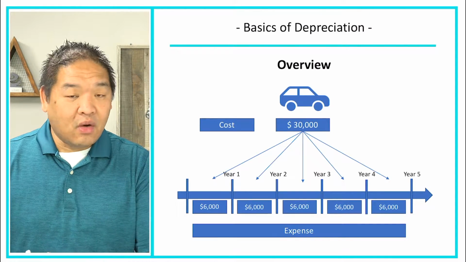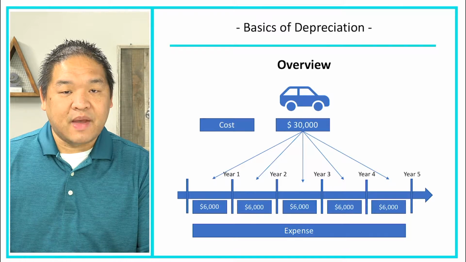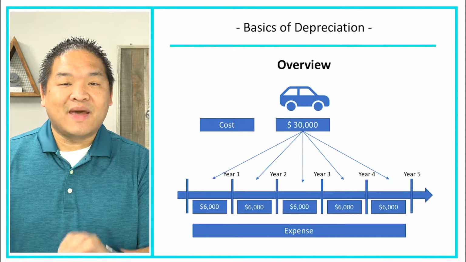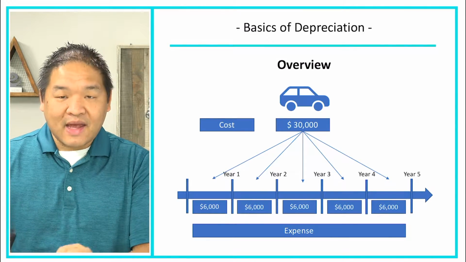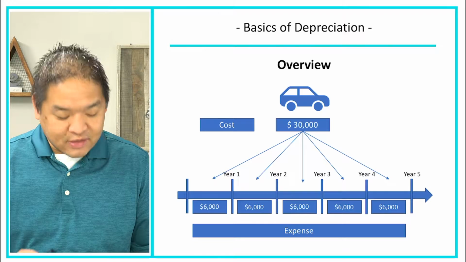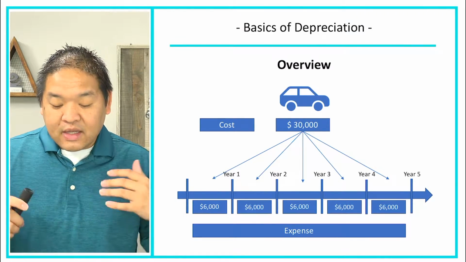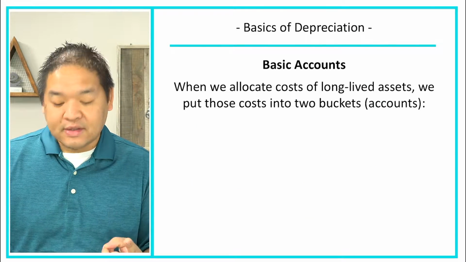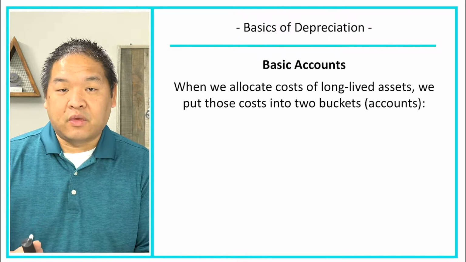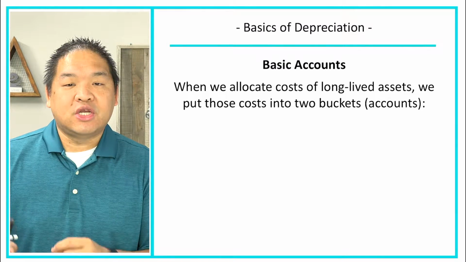Now, this is not the only way of doing it. We could have different amounts in different periods, which we'll talk about in future lessons. But this is the systematic allocation approach. We are systematically taking this $30,000 and allocating it over time. So $6,000 a period. Now, in depreciation, there's 2 accounts that you have to understand. These are 2 new accounts maybe for you. And these are the basis on how we make depreciation entries.